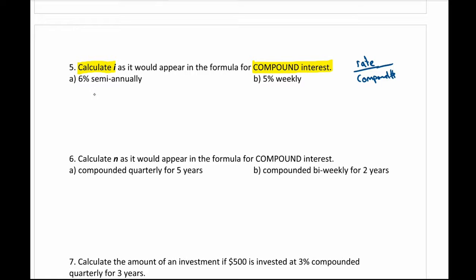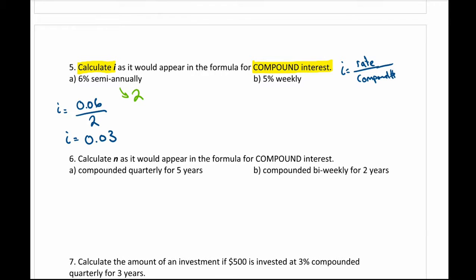So here we have 6% semi-annually. And semi-annually, remember that term represents a compound number of 2. So if I want to find what my I value is, I take the rate, or 6%, as a decimal, so 0.06, and divide it by the compound number, which is 2, so I is 0.03. Basically, I'm finding the interest per compounding period.